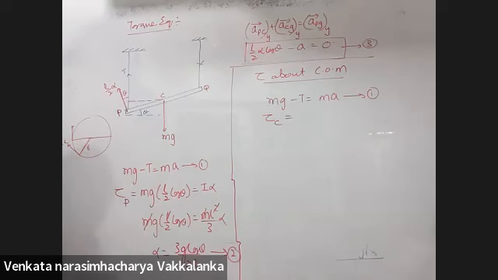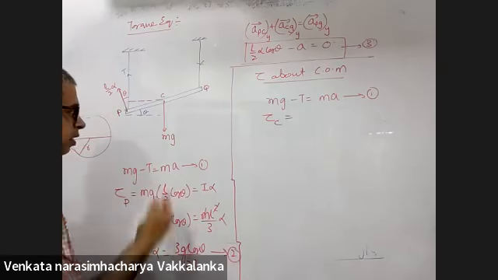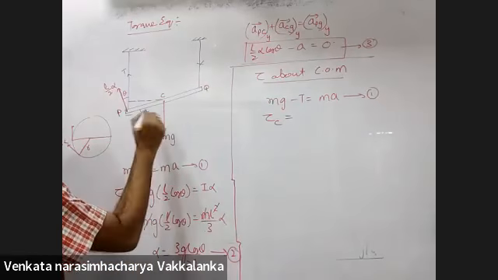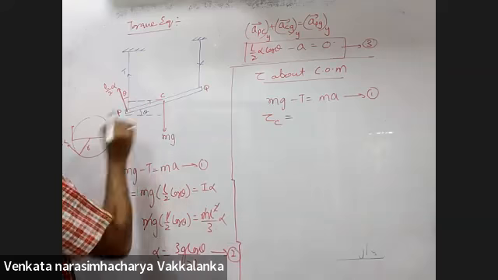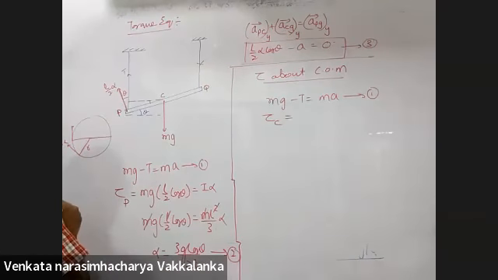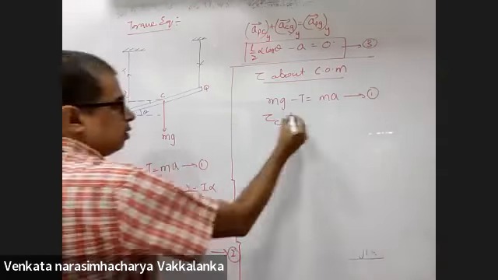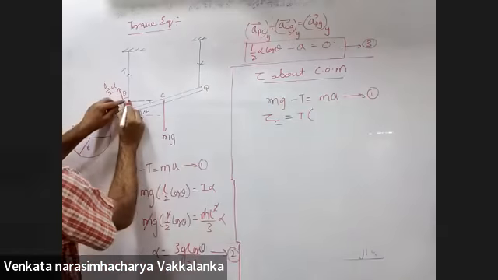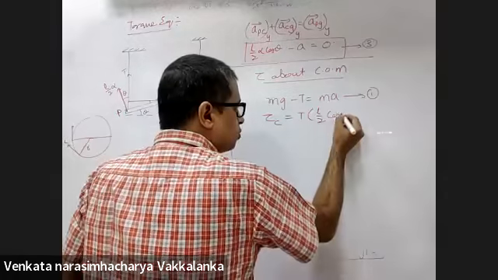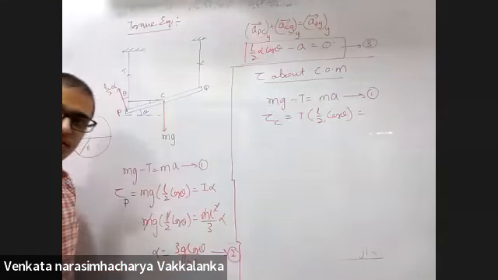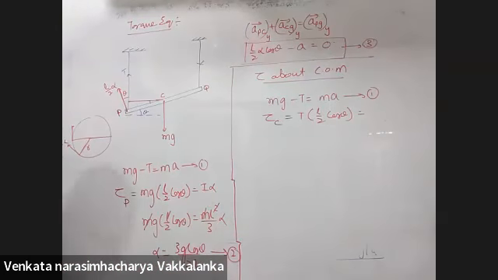Mg into 0, I leave it. The other force: T into L by 2 cos theta, the perpendicular distance is L by 2 cos theta. T into L by 2 cos theta. Does everybody agree with that?